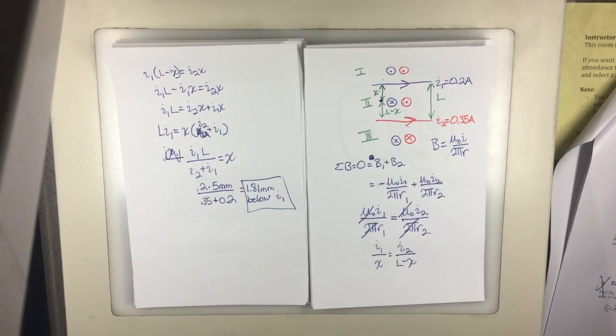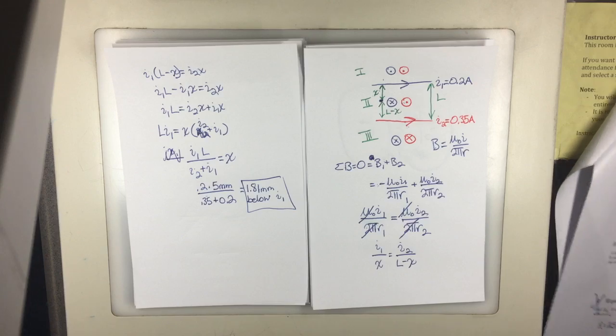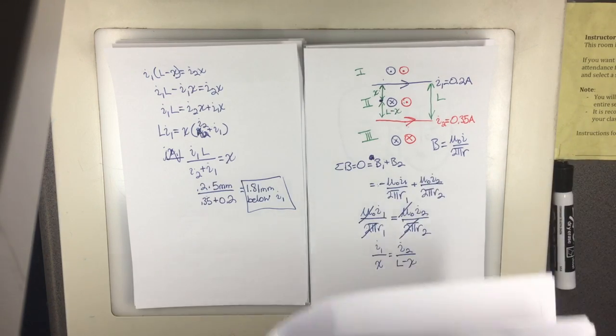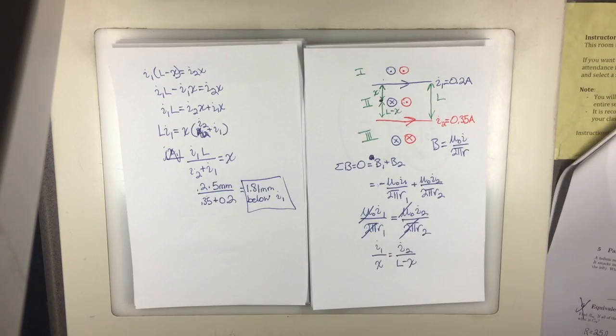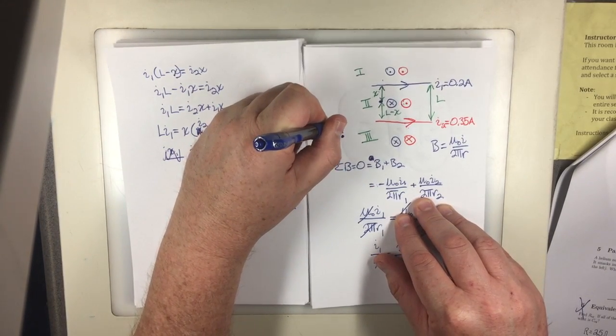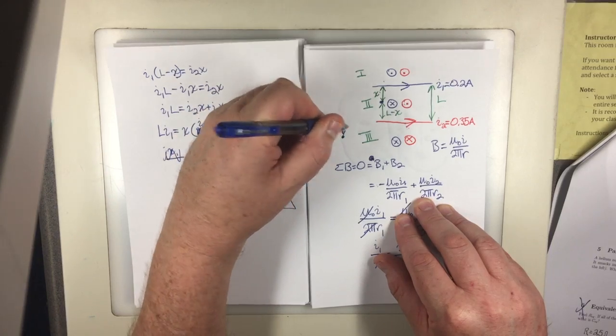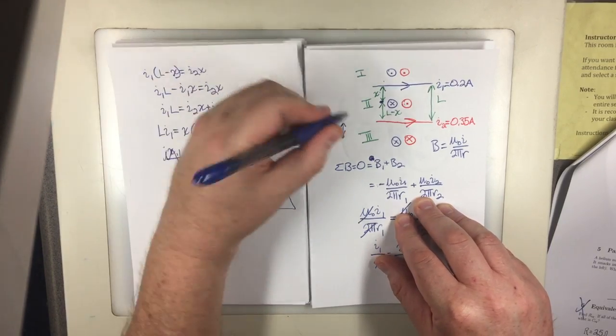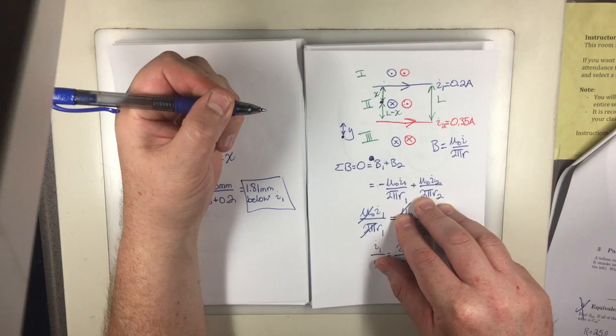Next, give me the point, what is the value of the B field at point A? So for point A, which is down here, that distance there, I'm going to call Y. Why not?